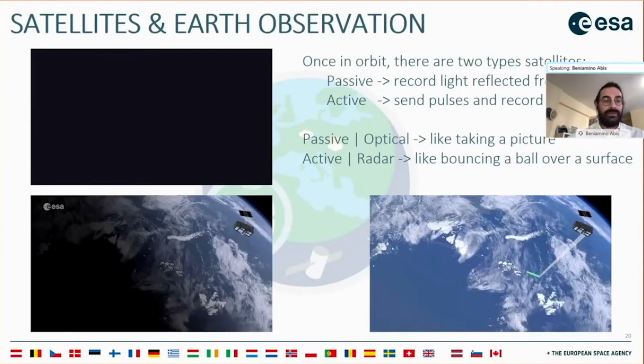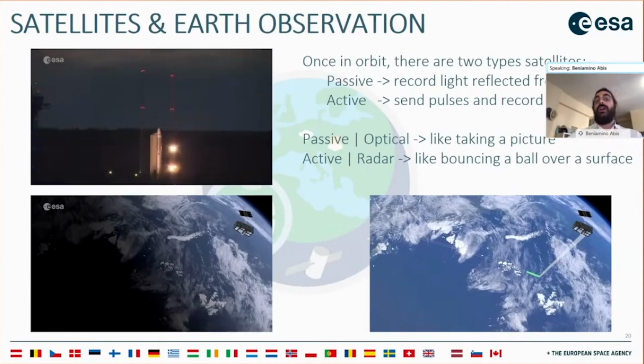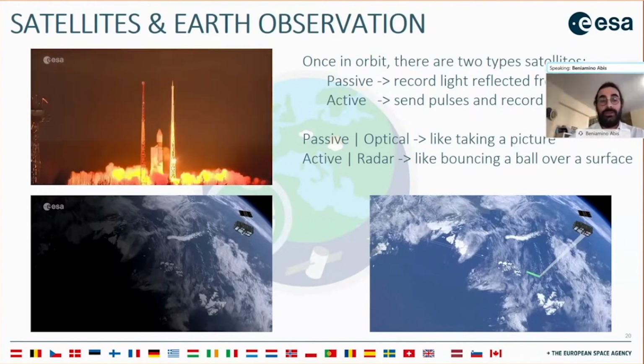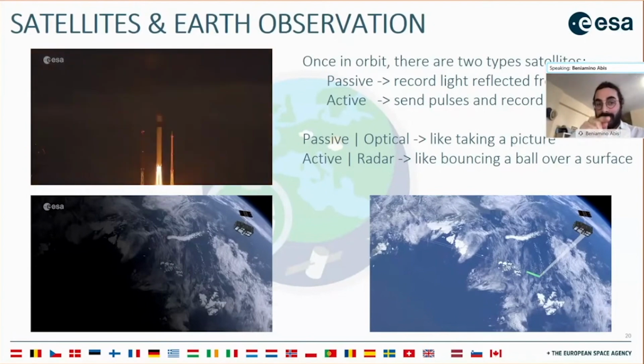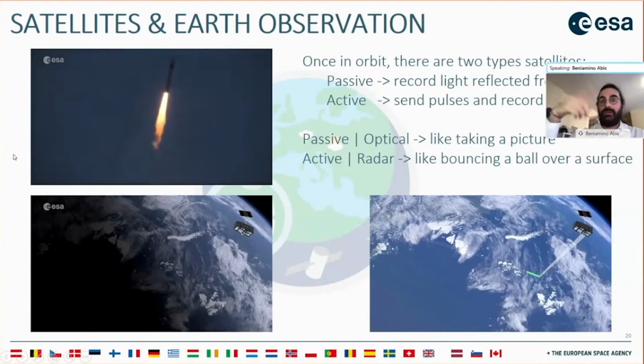We have some, I think, very nice videos from ESA that show how a satellite is put into orbit. So essentially we have a launcher in which the satellite is carried, at the top part. This launcher is going to bring the satellite into orbit and leave it there. And once the satellite is there, it's going to continue going around Earth and make observations.